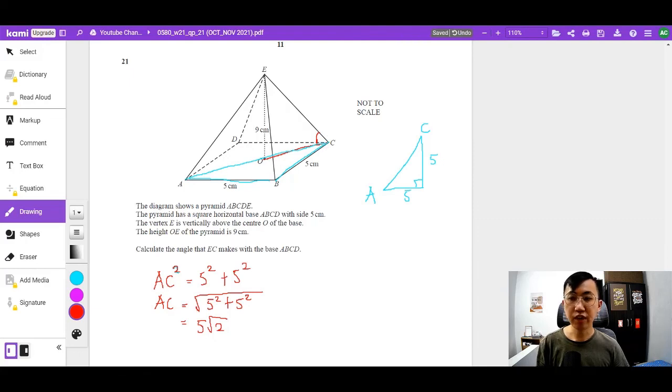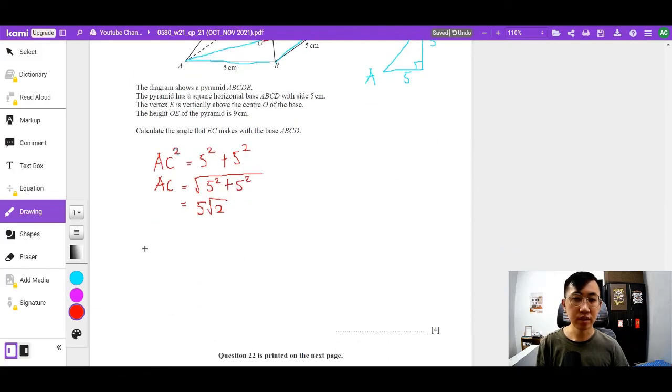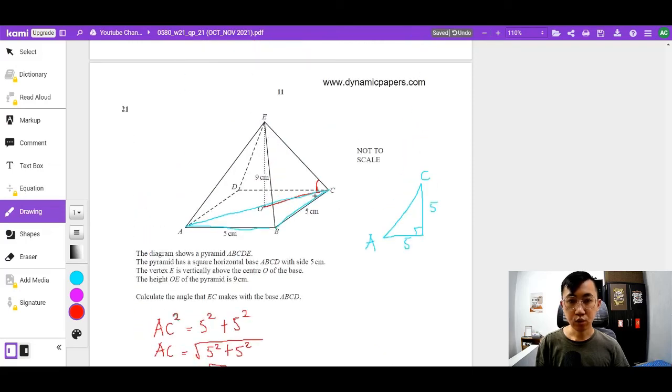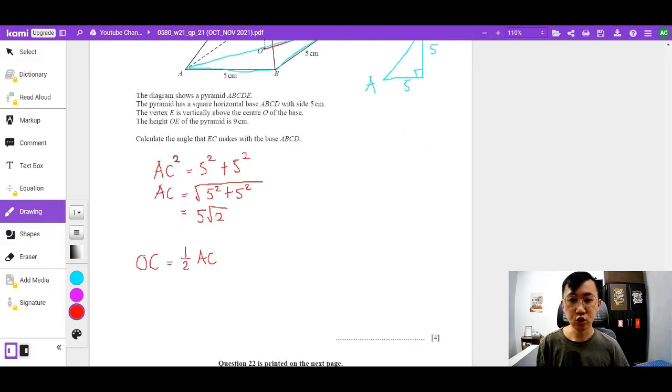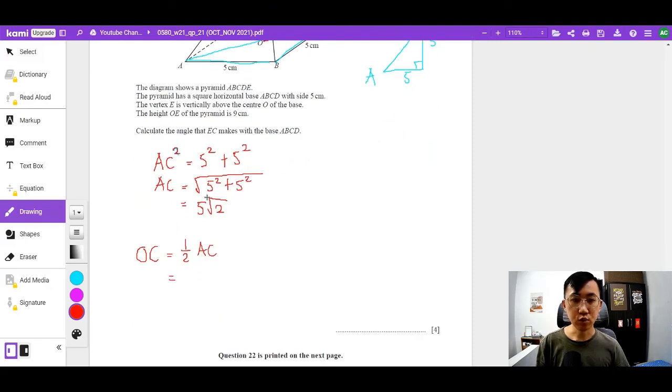Now we can find out the length of OC. OC is actually halfway of AC. Check your diagram. OC is halfway of your AC, so you're gonna take the answer from here divided by 2. If I were to write divide by 2, you can straight away write like this, 5 over 2, then square root 2. That is the length of OC.